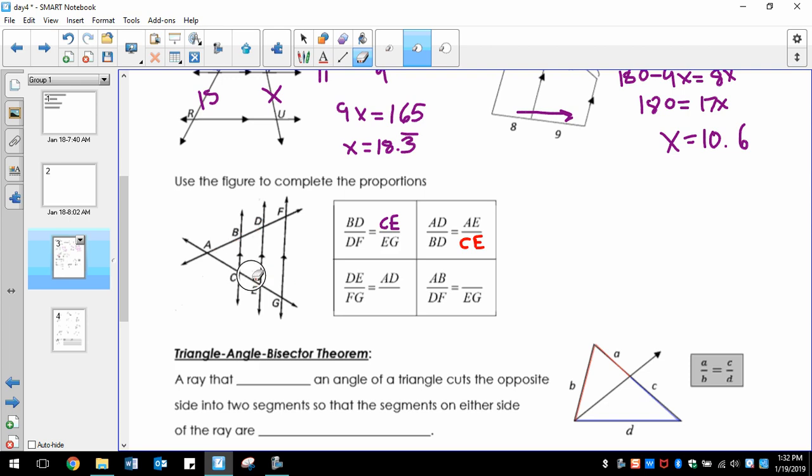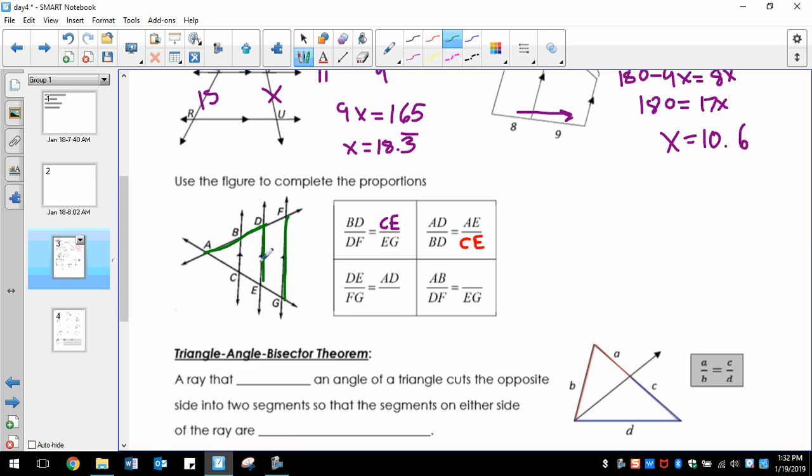Okay. Now this next one is a little bit more abstract. So for this one I have DE, which is a section of one of the parallel lines, compared to FG, which is a section of another parallel line. And then they're comparing that to AD. Okay, so this is kind of interesting.